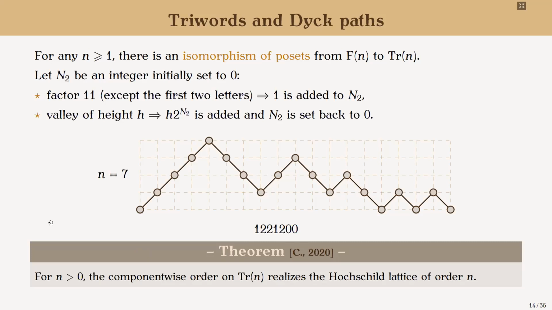So this is not a very easy bijection between these two kinds of objects, but it works, and actually it gives us the isomorphism of posets, and allows us to conclude that the component-wise order on triwords recovers the Hochschild lattices of order n.